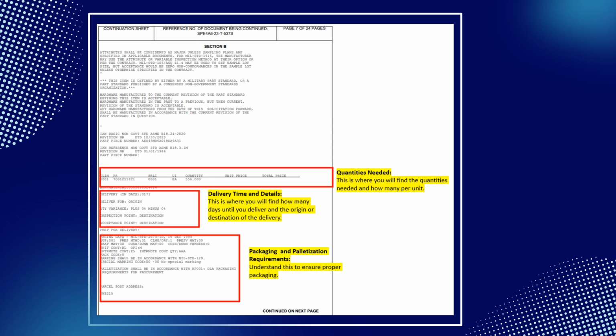You'll also want to check how the solicitation defines delivery responsibilities. So if you see FOB destination, that means you're responsible for getting the goods all the way to the final delivery location, including shipping costs. If it says FOB origin, you're only responsible for getting the goods to the shipping point, and the government handles the shipping costs from there.